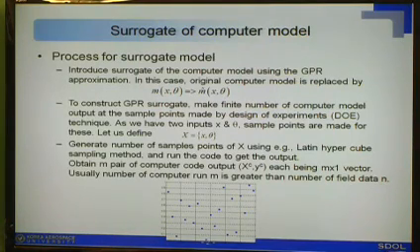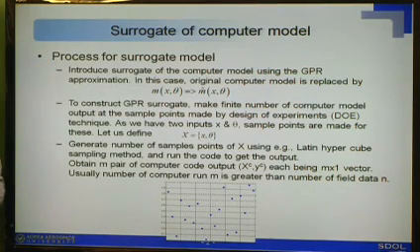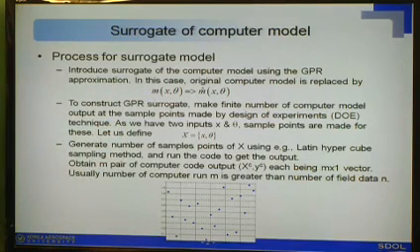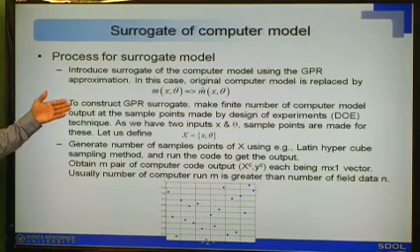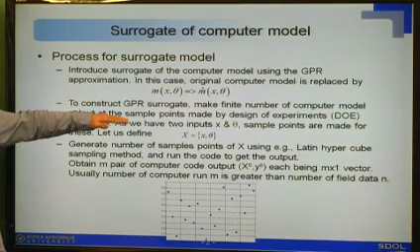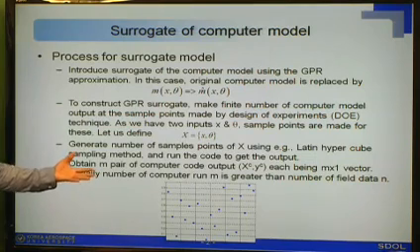The surrogate model is needed when we have high computational costs. In that case, we change the original computer model into its surrogate, and we employ the Gaussian process for this. In order to make this happen, we have to make a finite number of computer model outputs using sample points that are made by some kind of design of experiments technique.